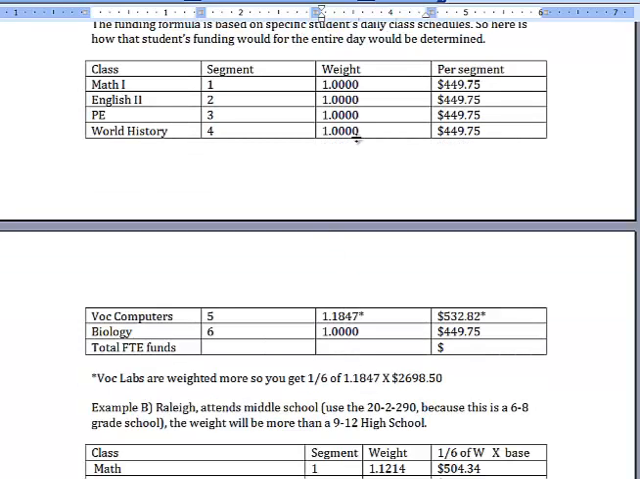Now we as principals, and usually someone in the school, is going to determine, for every single student, what their classification is and what their schedule looks like and what class they're in during that segment, and how much weight do they bring, or how much funding do they bring based on the formula.